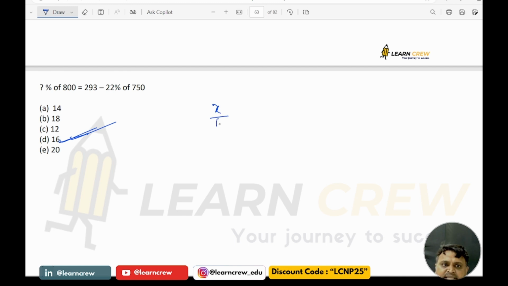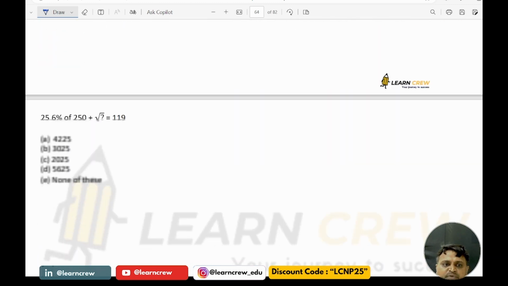Otherwise, X percentage of 800 is equal to 293 minus 165, which is 128. So you will get 2 zeros cancel. 8 16s are 128. X is 16. This is the procedure if you want to do.